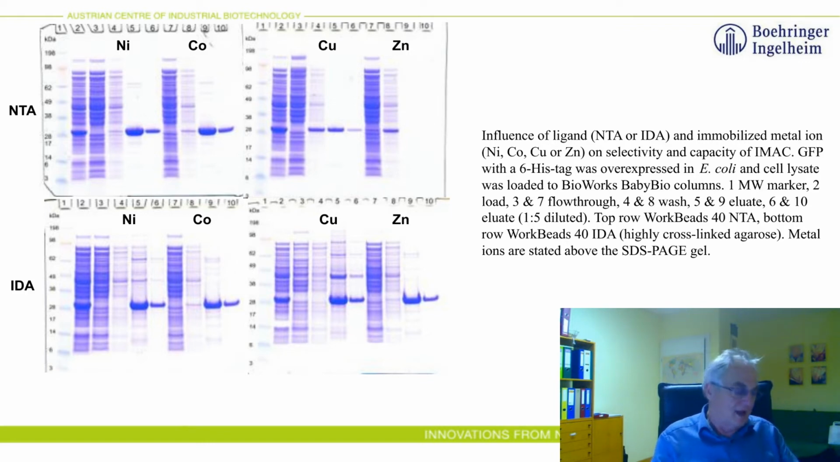In the lab, we use quite often nickel, but nickel is considered a carcinogen, and therefore for industrial scale manufacturing, this is not so well suited.